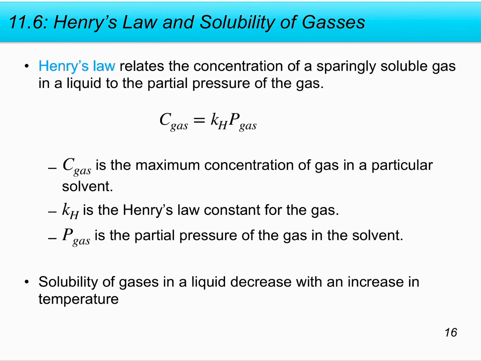So Henry's law relates the concentration of a sparingly soluble gas in a liquid to the partial pressure of the gas. A sparingly soluble gas might be something like oxygen or carbon dioxide in water. Not a lot of it dissolves, but some does, obviously, or else we wouldn't have anything living in our oceans, lakes and rivers. So the concentration of the gas is equal to Henry's law constant, Kh, times the partial pressure of that particular gas.